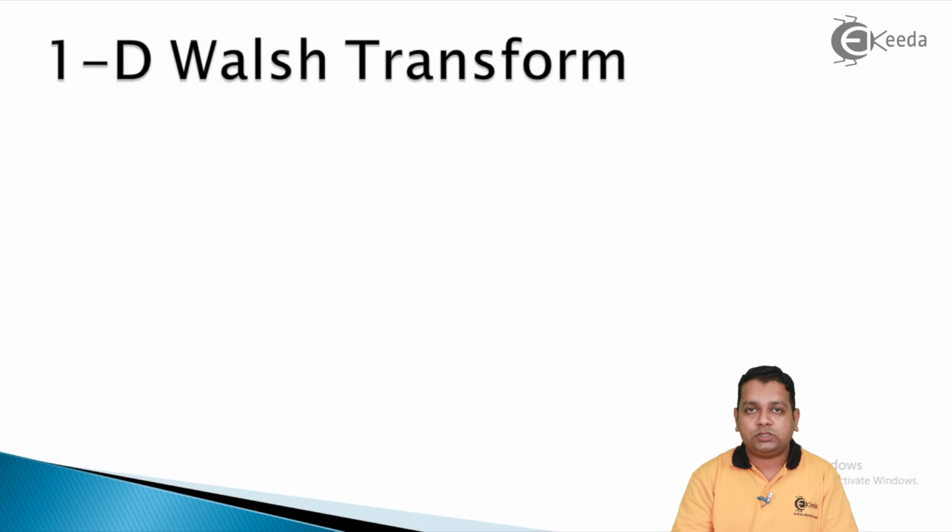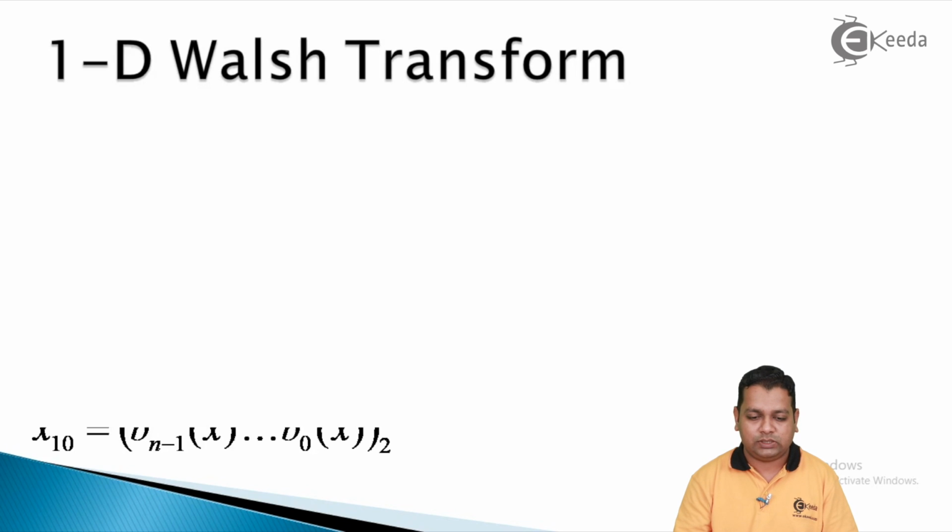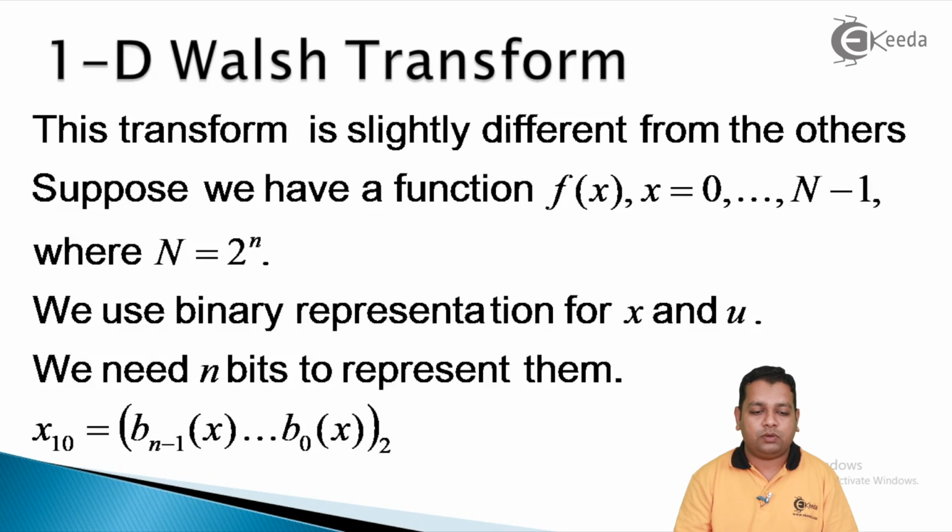As images are two-dimensional signals, we first understand what exactly the one-dimensional Walsh transform is. The Walsh transform is slightly different from others. Suppose we have a function f(x), where x ranges from 0 to N-1, and the capital N, the order, is 2 raised to the power small n. Here we can use the binary representation for x and u.